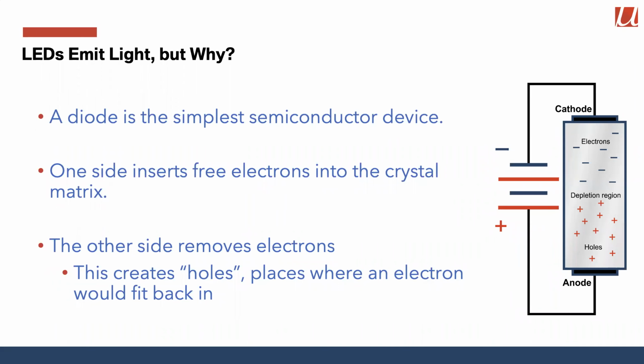On the other side, we use a different dopant that makes it easier to remove electrons from the device. And once we remove an electron, we call it a hole. It's something that is positively charged, and it will move around inside the silicon. So when you hear me talk about holes, what I really mean is a place where an electron would neatly fit back in if we would only supply an electron for it.